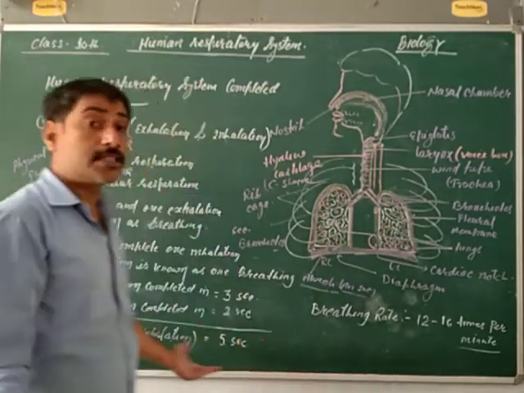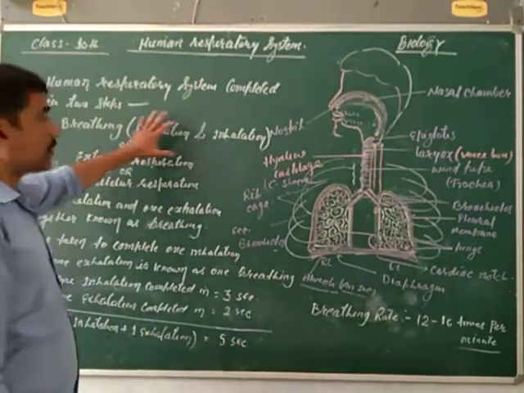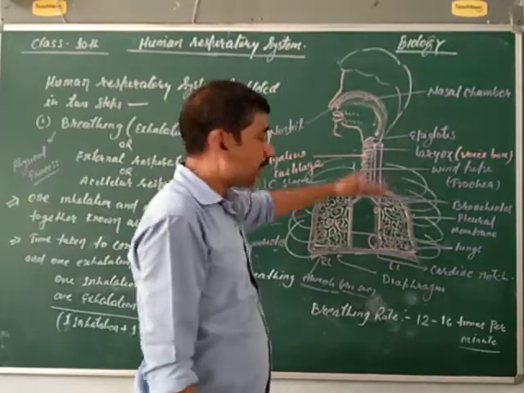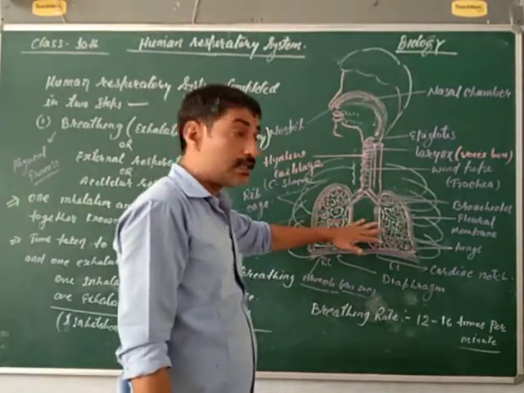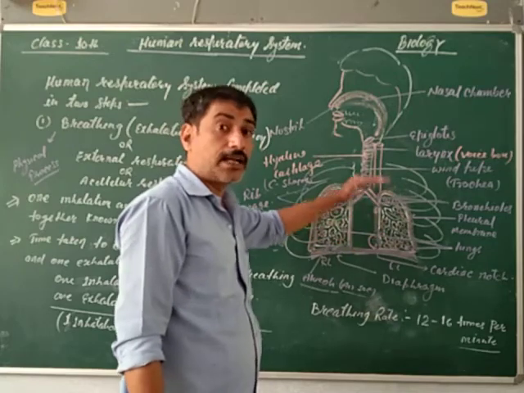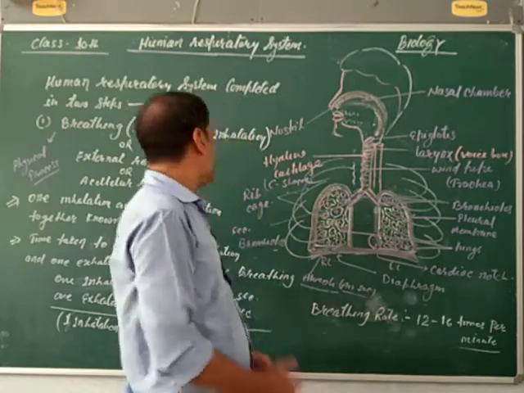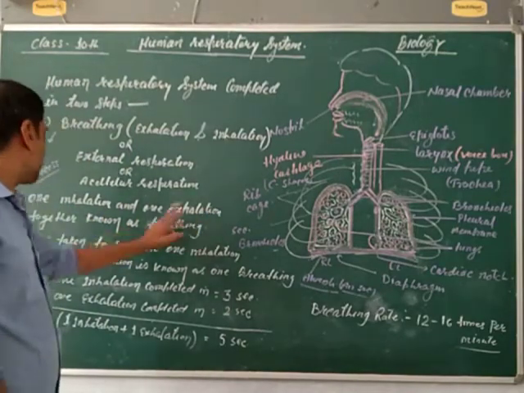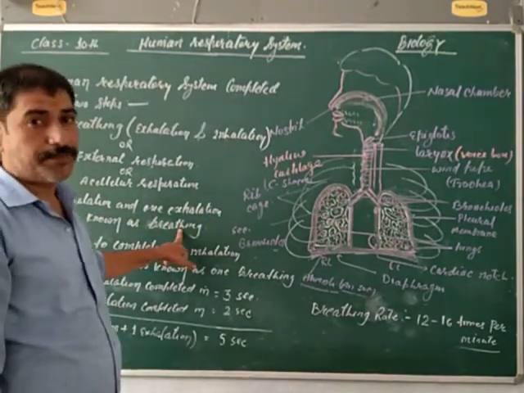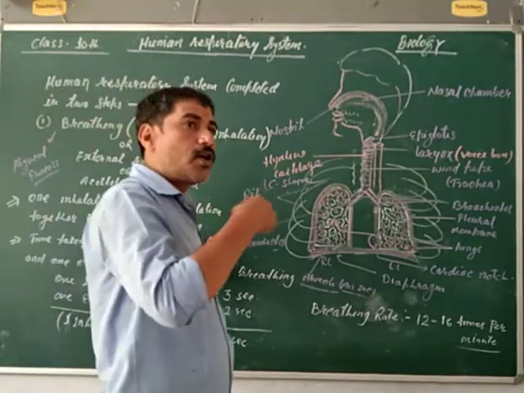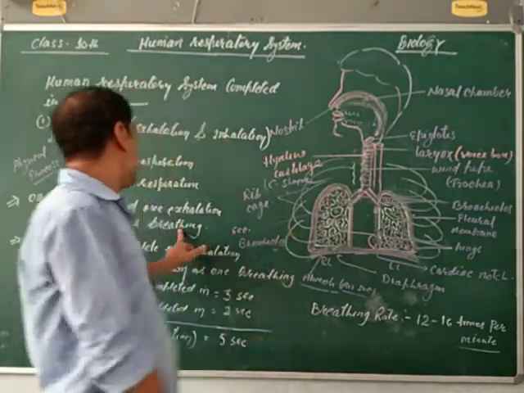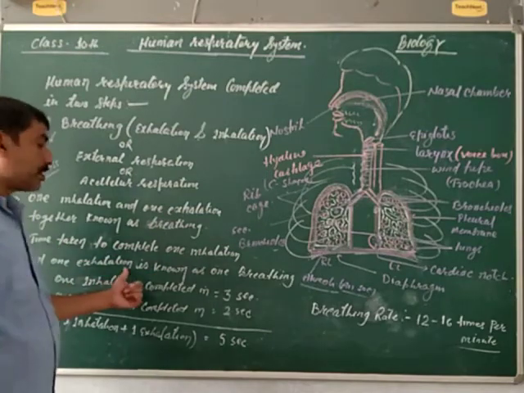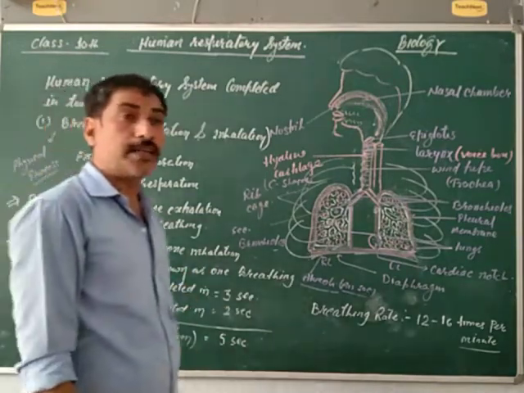And this is the physical process, not a chemical process, because it takes place inside our lungs due to the movement of the lungs. Now, breathing: one inhalation and one exhalation together are known as breathing. एक बार सांस का लेना और सांस का छोड़ना वह कहलाते हैं breathing. Now, the time taken to complete one inhalation and one exhalation, you know, is one breathing.